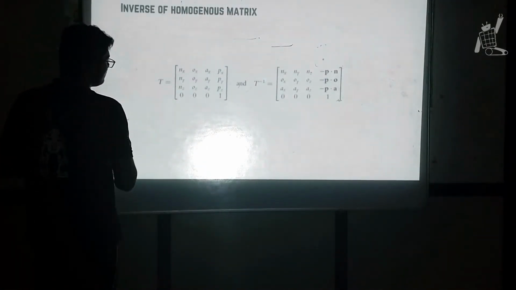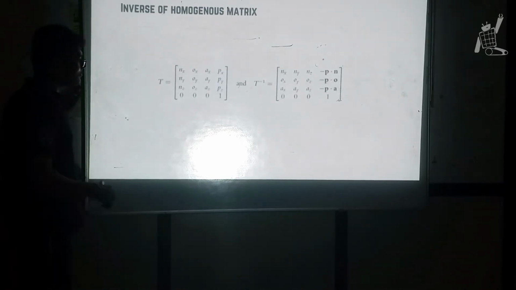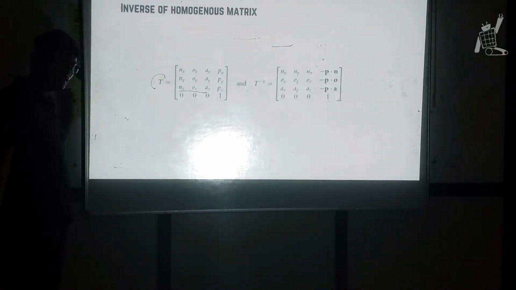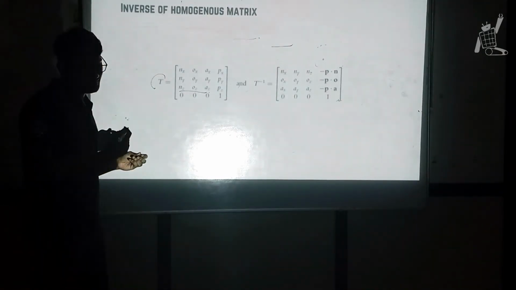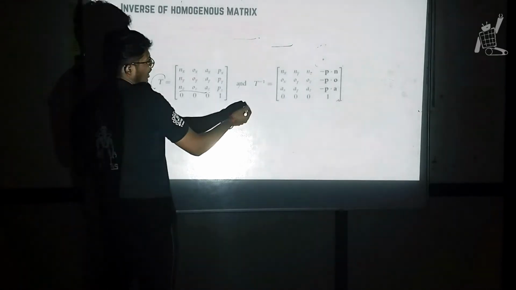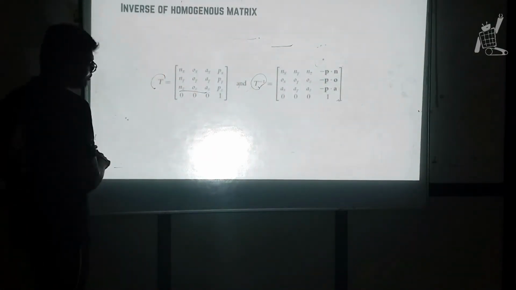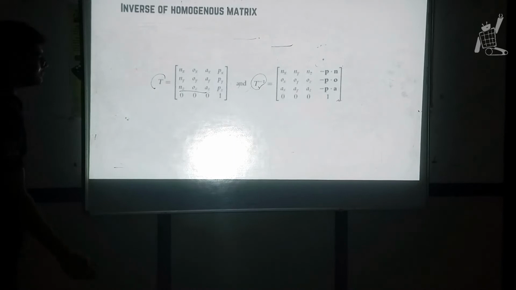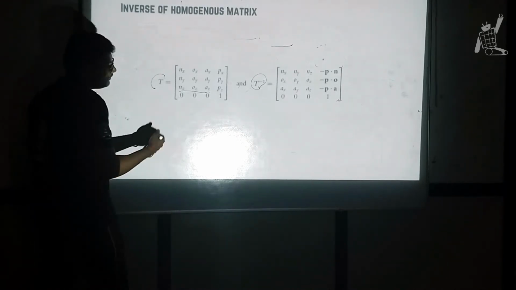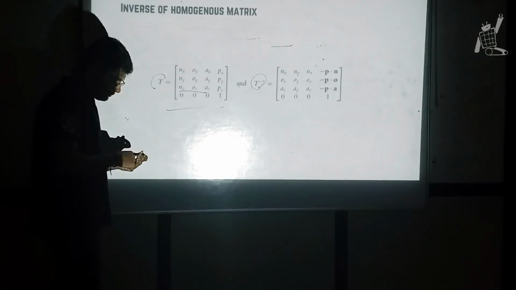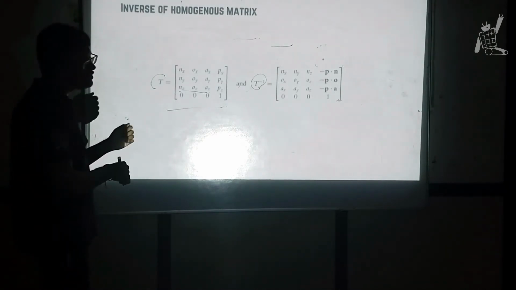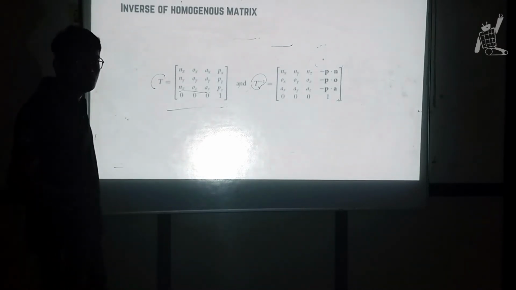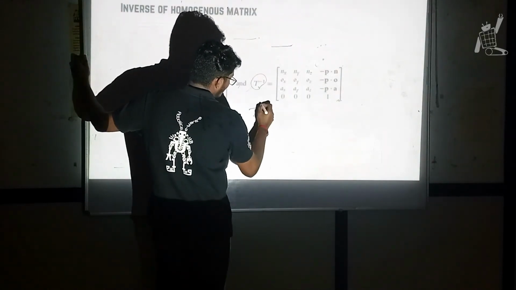Now let us look at how to find the inverse of a matrix. This is a general transformation matrix. It has orientation n, o, a, and some translation. So how to write the inverse of that matrix? We learned adjoint by determinant, that was one method. For a homogeneous matrix, finding the inverse is much easier.